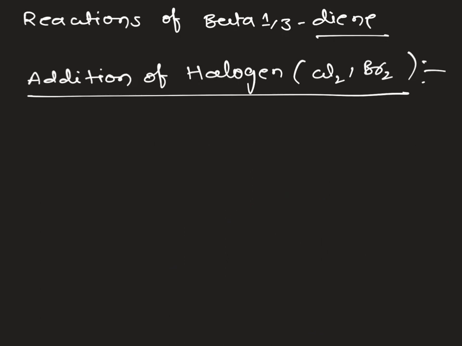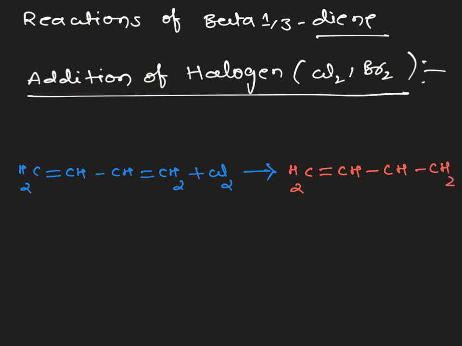If I am reacting 1,3-butadiene with chlorine, what are all the possible products we can see? Two possible products. One is the 1,2 addition product, where this double bond is cleaved. I am writing here 1, 2, 3, 4. This double bond is cleaved and chlorine is attached. It is a 1,2 addition product because we have added chlorine at carbons 1 and 2.